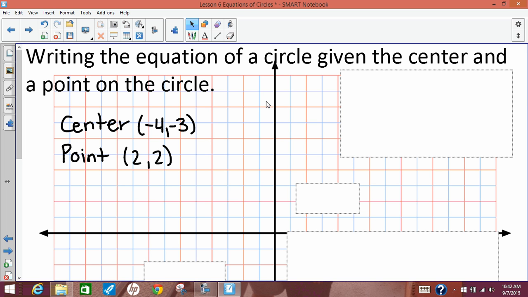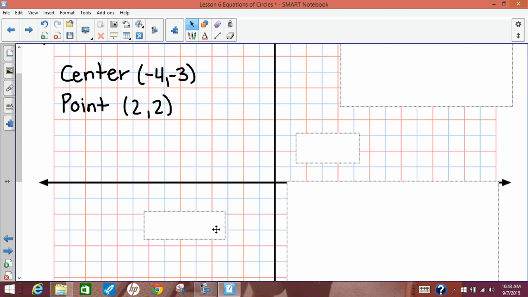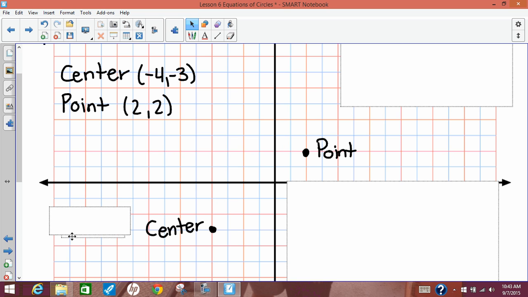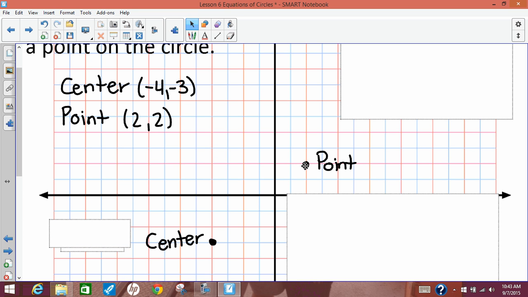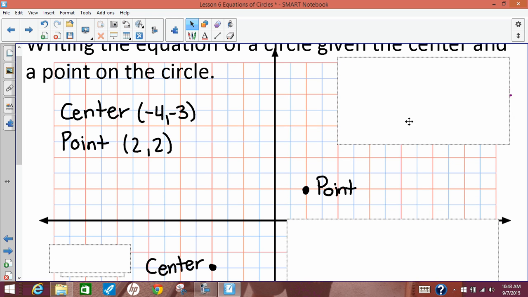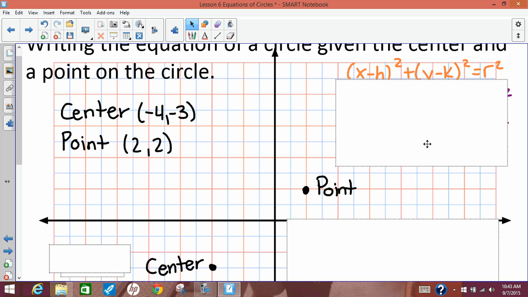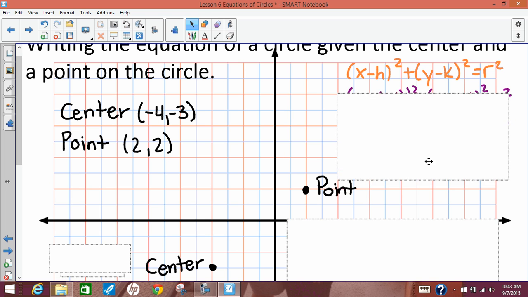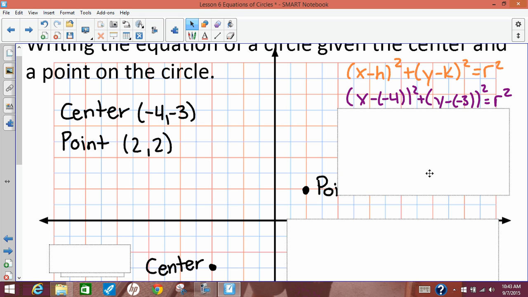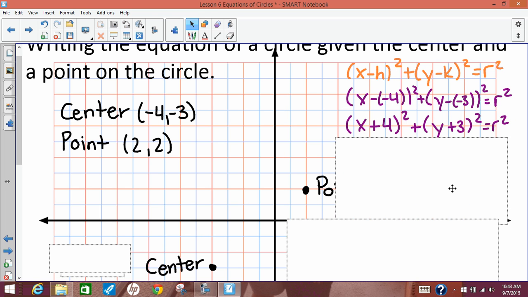So sometimes we don't know the radius of the circle. We know the center of the circle, and we know one of the points that are on the circle, but we can still write the equation. We know the center. All we're going to have to do is find the radius. So there's my center, and there's my point that's on the actual circle that we would draw. So I can start writing my equation by starting with the standard form, and then I can plug in my h and k and simplify that.